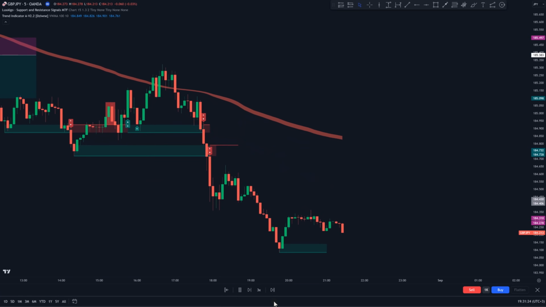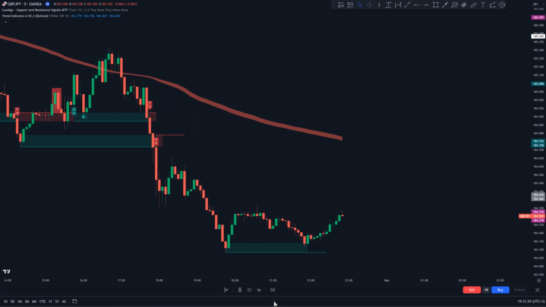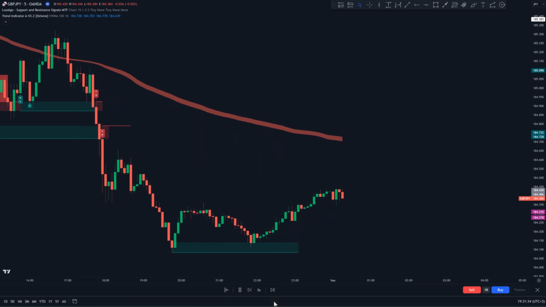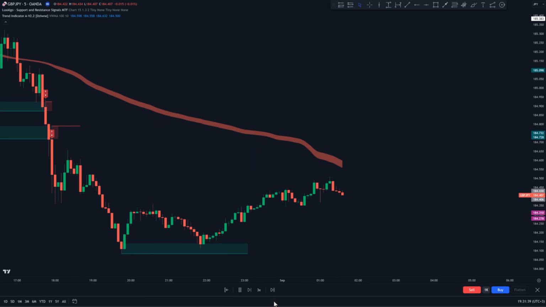As we can see, this break and retest indicator by LuxAlgo is exceptional in pinpointing breakouts and retest. It's a game changer, potentially saving you countless hours by automating the break and retest identification process.